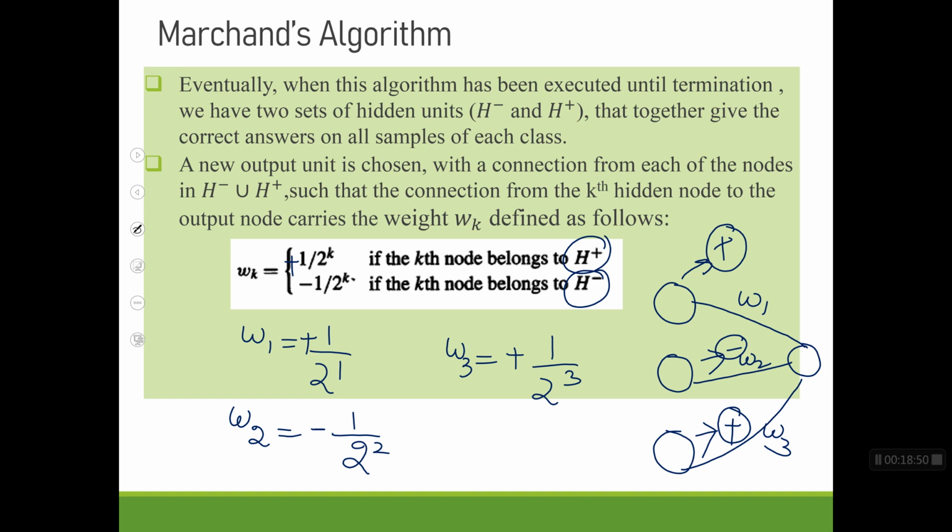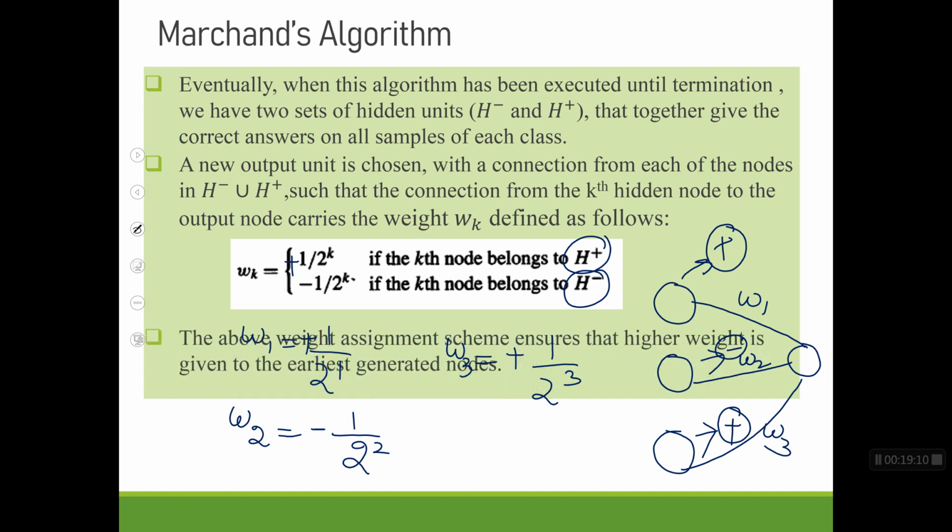So you need to know how to select the weights from the hidden layer to the output layer. Now you already know how to select the weights from the input layer to the hidden layer. That depends upon the equations of the line. And this technique is used to identify the weights from the hidden layer to the output layer.